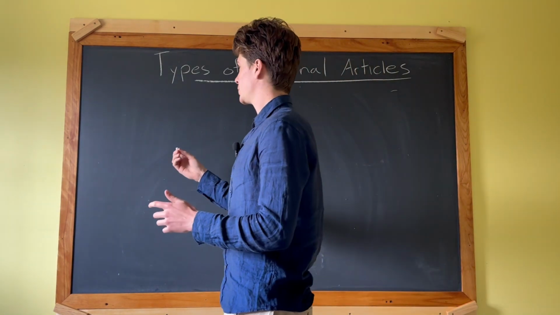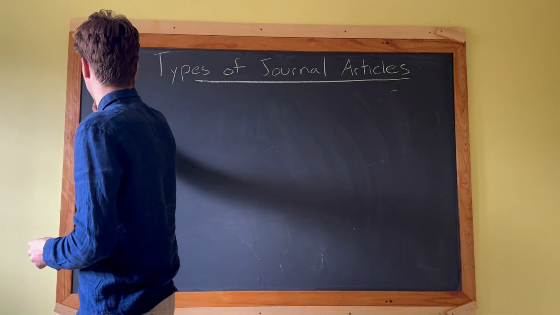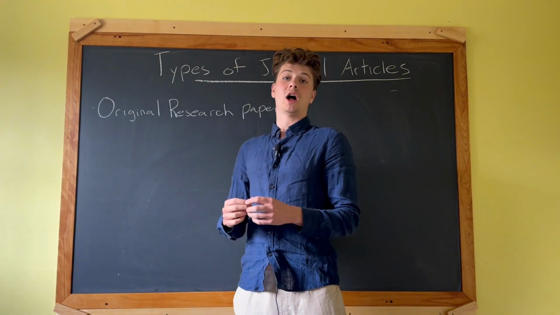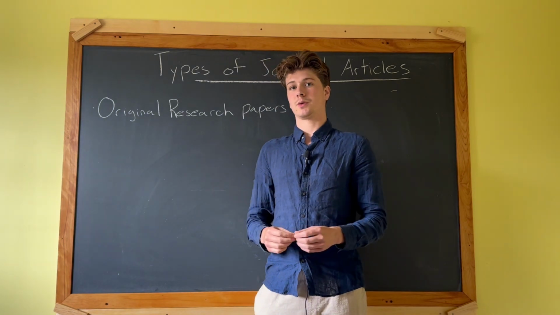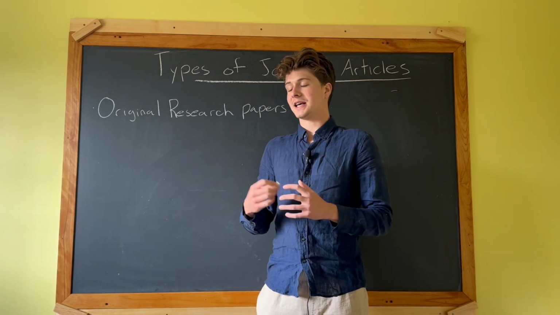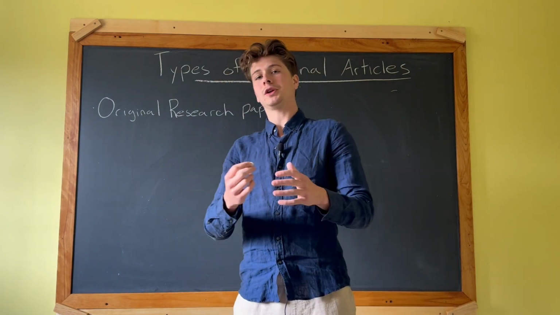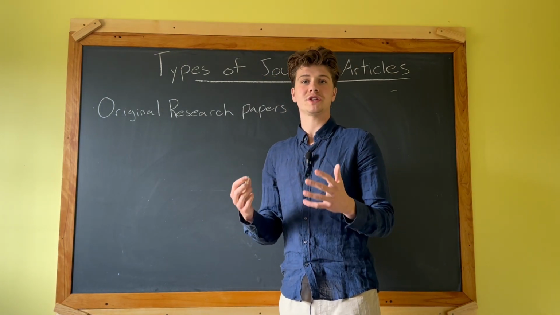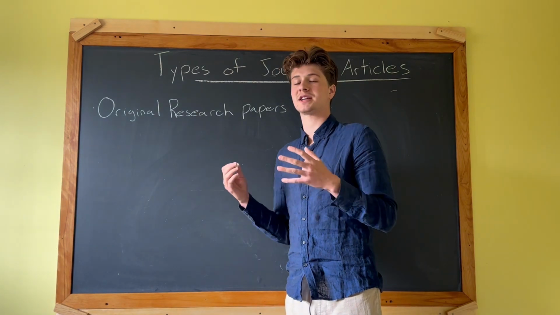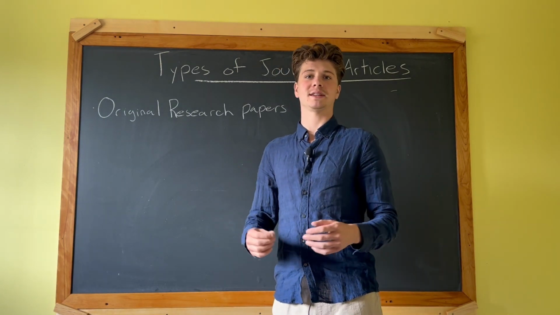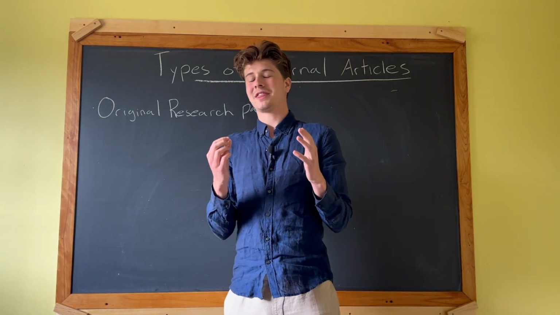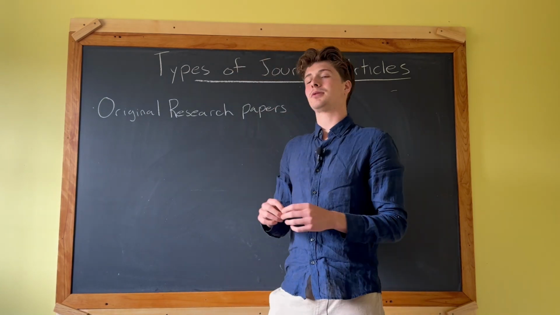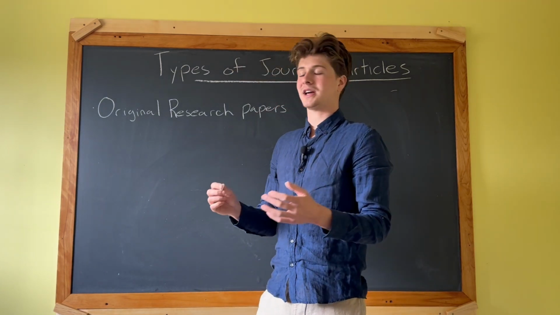Of course, first we have original research papers. These can also be called empirical articles or empirical research. Essentially, this is what should employ the scientific method. These are the experimental research papers. These depict the experiment of a scientist. However, you may think that these employ the scientific method. There are many different types.